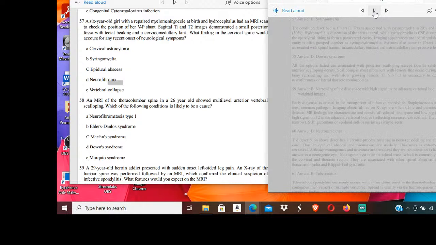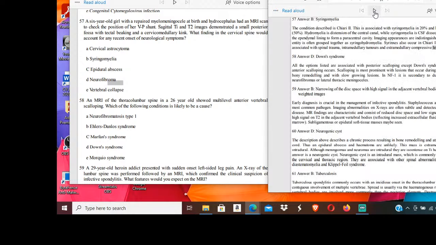57 Answer B, syringomyelia. The condition described is Chiari-2. This is associated with syringomyelia in 20% and hydromyelia in 50%. Hydromyelia is distension of the central canal, while syringomyelia is CSF dissection through the ependymal lining to form a paracentral cavity. Imaging appearances are indistinguishable, and the entity is often grouped together as syringohydromyelia. Syrinxes also occur in Chiari-I and can be associated with spinal trauma, intramedullary tumors, and extramedullary compressive lesions.